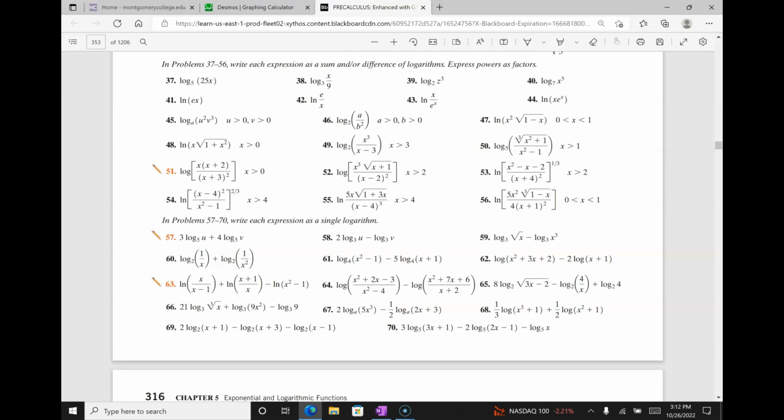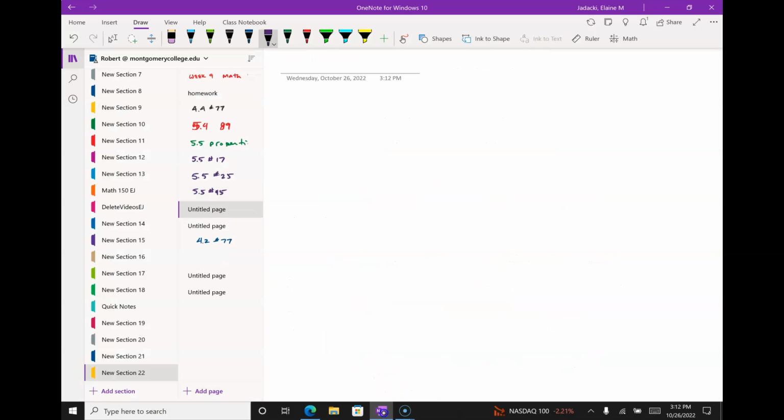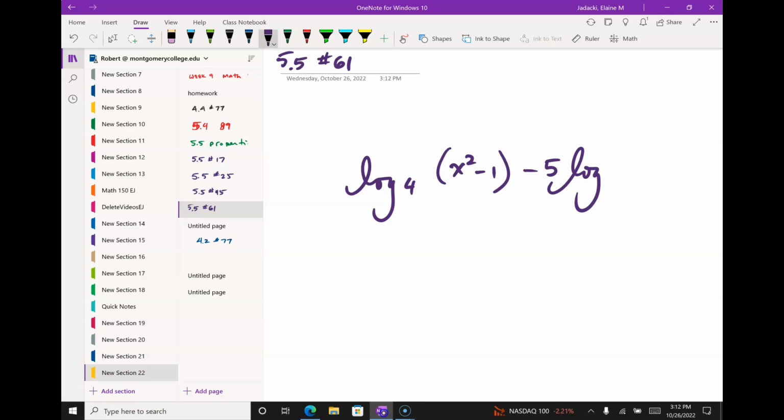Let's do 61. So on this one, they want me to contract. So take a big old expression and make it into a nice simple one, right? So this is 5.5, number 61. I've got log base 4 of x squared minus 1 minus 5 times log base 4 of x plus 1.